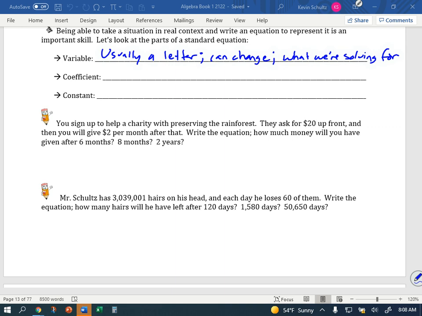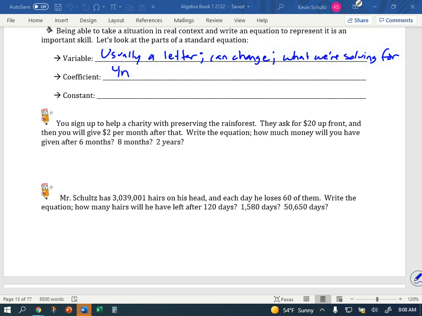Christopher. Number attached to the variable, what does it do? What is it like if we have the term 4n, 4 is the coefficient, but what does that 4 represent? Okay, we are multiplying 4 times n. Good. What else? Crinkle? It represents the number of n.